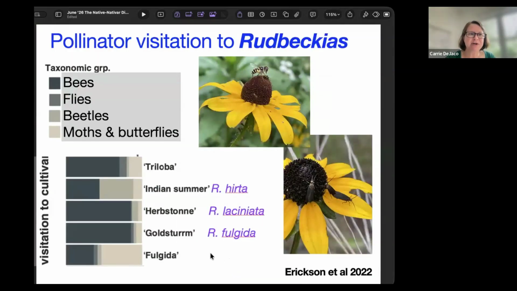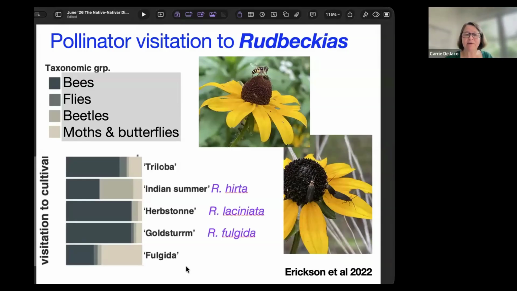This was a study just a few years ago that came out showing how bees and flies, beetles and moths and butterflies have different preferences for these different types of Rudbeckias. This is the straight species Rudbeckia triloba. We've got a few different cultivars of different species here. This is the wild type Rudbeckia fulgida. The proportion of bees versus flies versus butterflies that visited these indicate to us that the nutritional values or the ability of these different types of pollinators to access the nectar and pollen of these 5 different individual Rudbeckias is quite different.